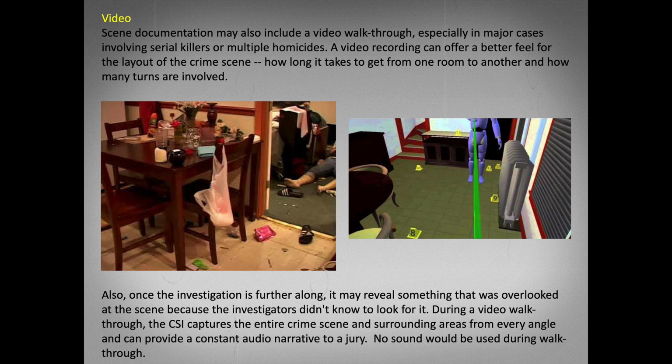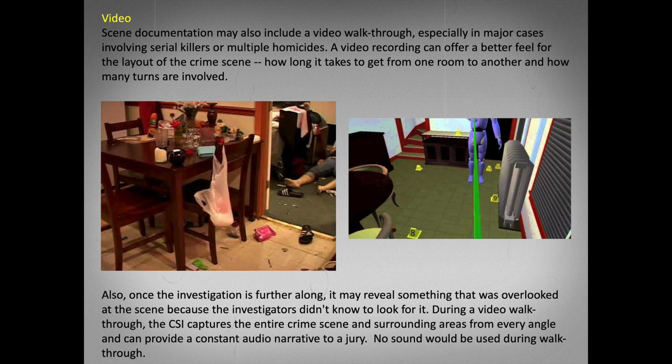We also mentioned video earlier, so video walkthroughs are a thing. If there is a complicated crime scene, it may provide a true picture and feel of what the crime scene was like immediately after it happened, or whenever you came upon that crime scene. It can give the viewer a feel of how long it takes to go from one room to another, what the house or business or outdoor scene looks like at that time of day, what the lighting is like. So there's a lot of reasons why video will be beneficial.